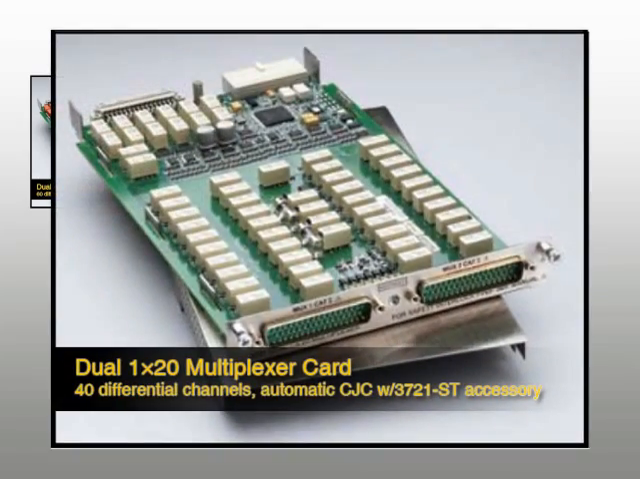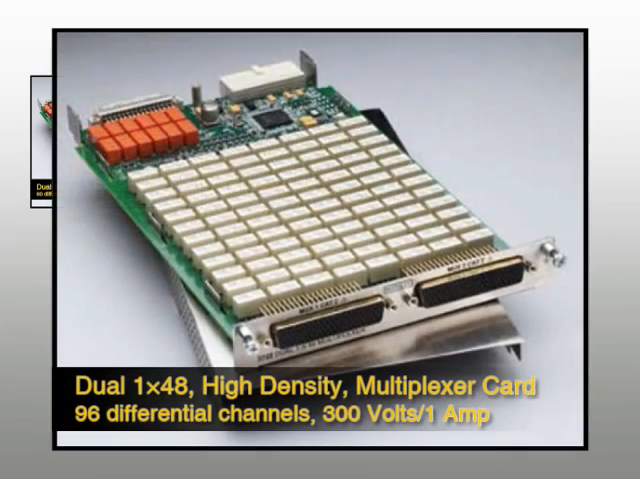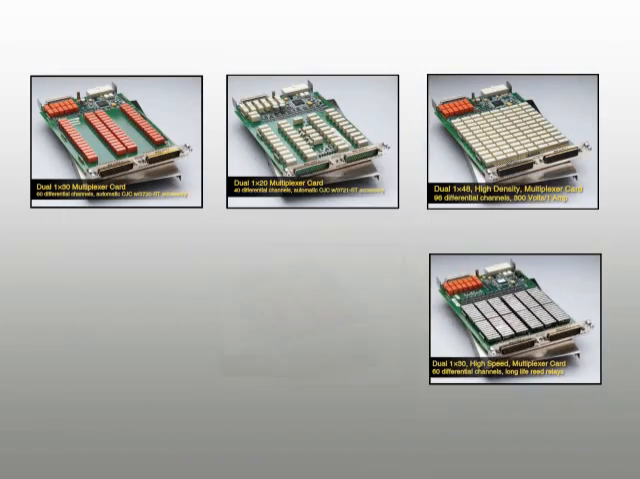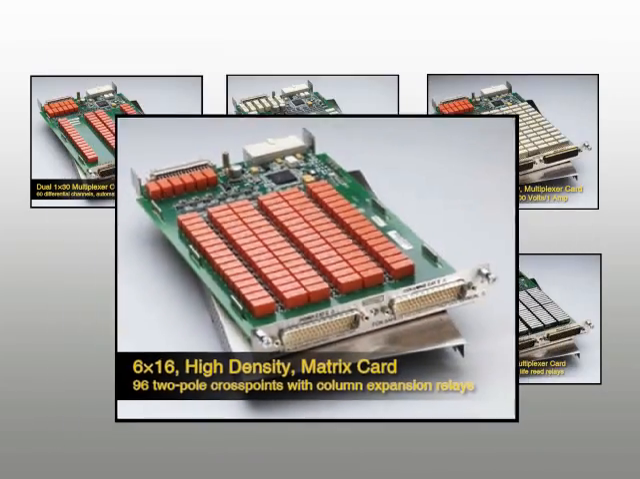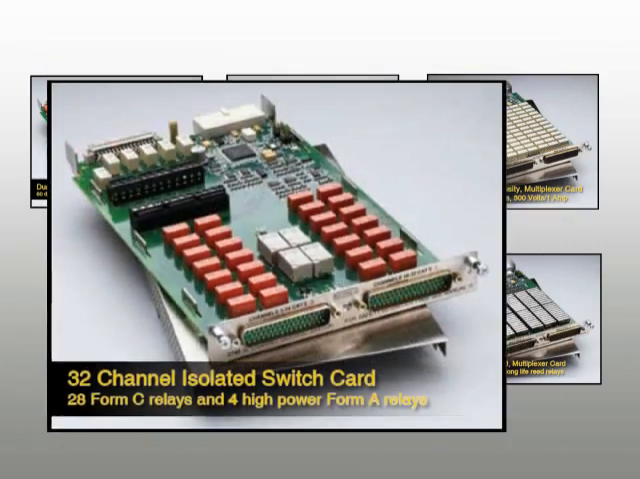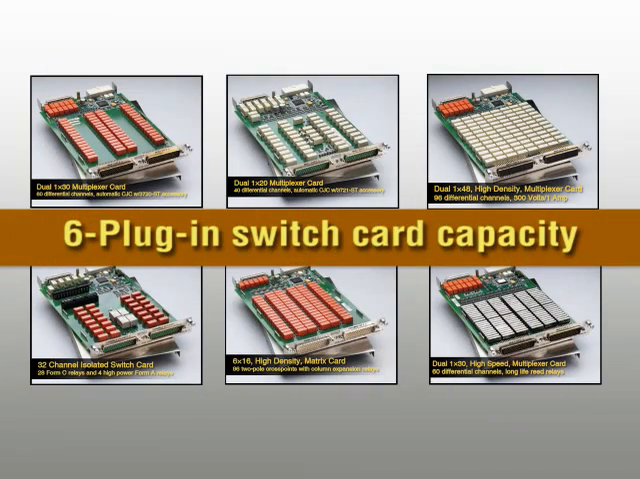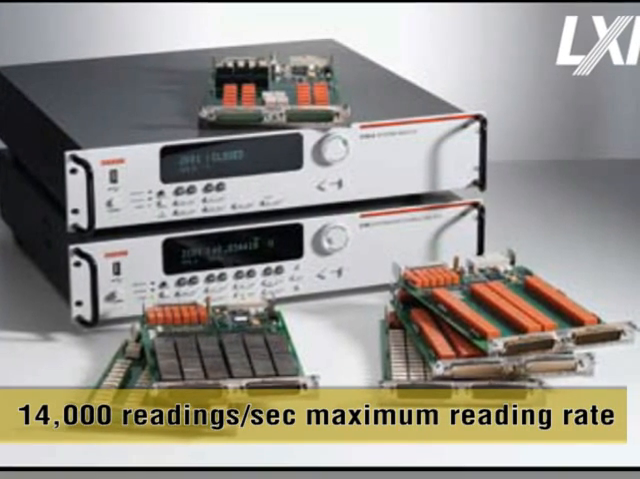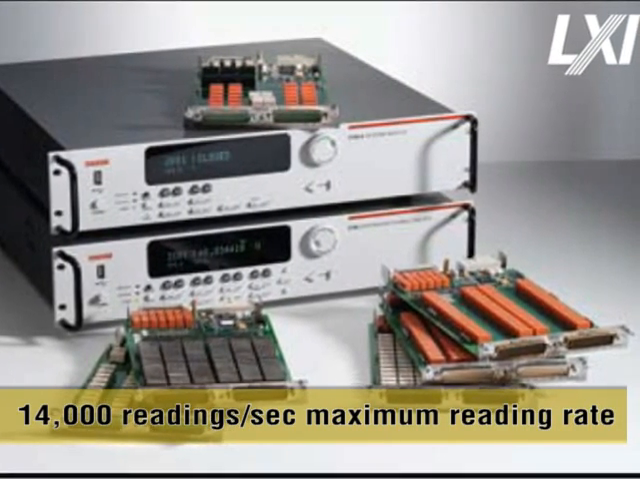device pins or device I/O connections with the Series 3700 system switch multimeter and its wide range of plug-in switch card configurations. Switch up to 576 channels, take readings at rates up to 14,000 readings a second, and link tightly with the Series 2600 source meters through the test script processing link.